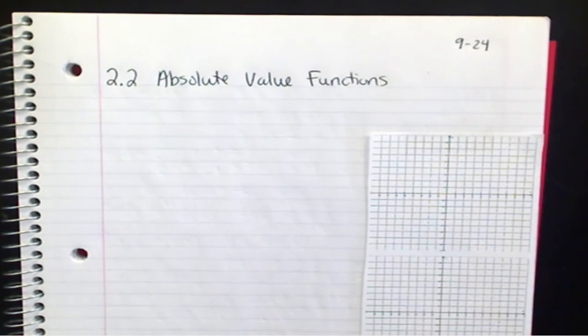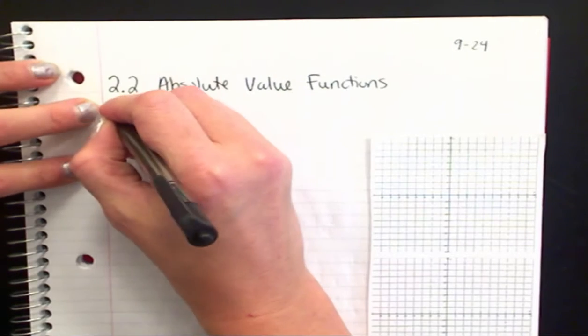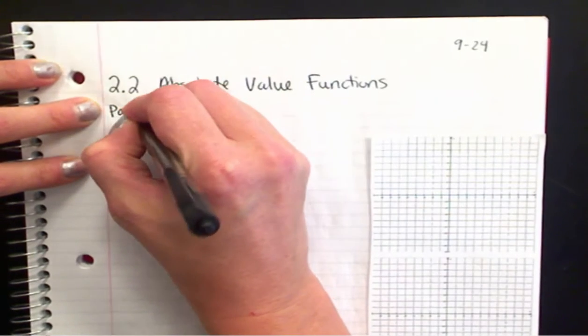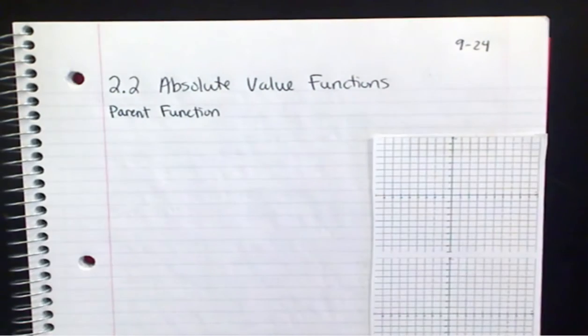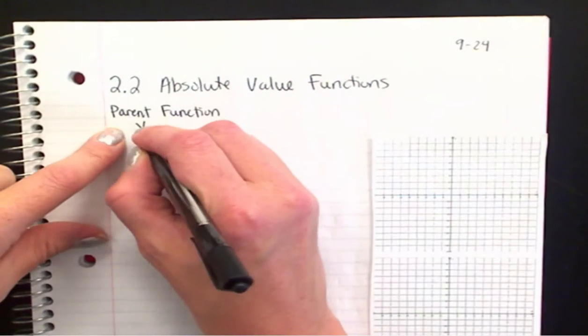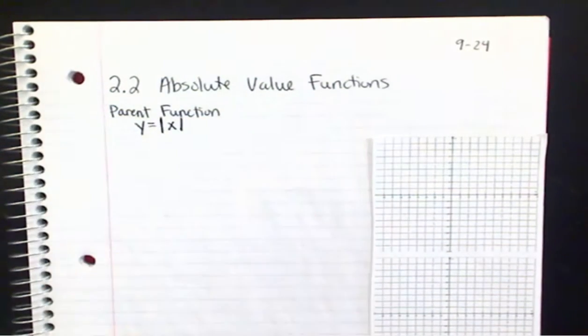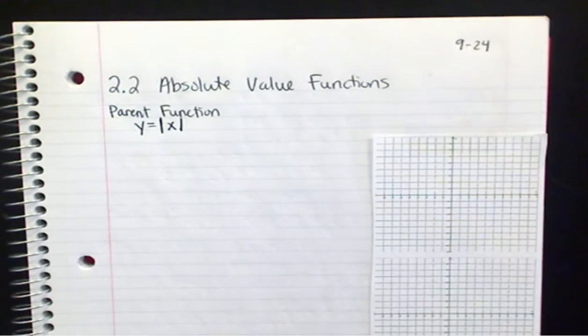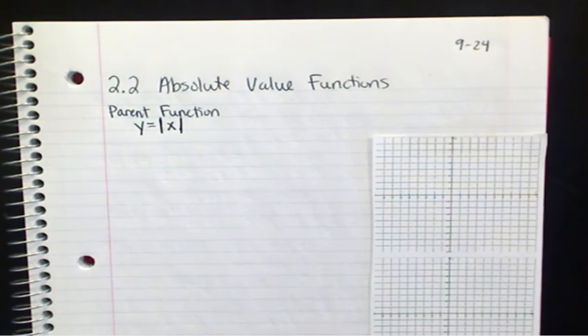Okay, so we're going to do 2.2 absolute value functions. And we're going to start with the definition. Parent function: y equals absolute value of x. When I write absolute value, I try to draw the bars slightly bigger than the line so I don't confuse them for a number 1.